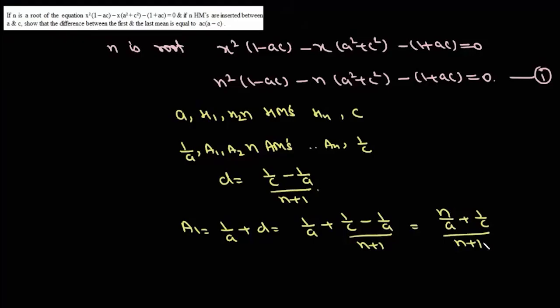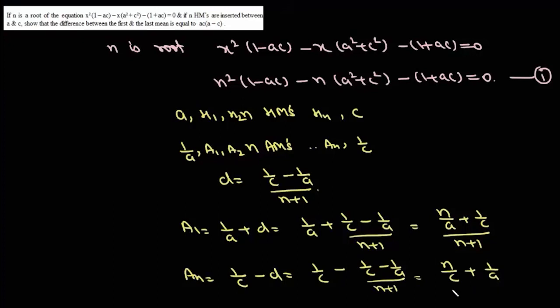So that's your A1, and An will be 1 upon c minus d, and there will be 1 upon c, and then minus d will be minus 1 upon c minus 1 upon a upon n plus 1, and there will be n upon c plus 1 upon a, upon n plus 1.